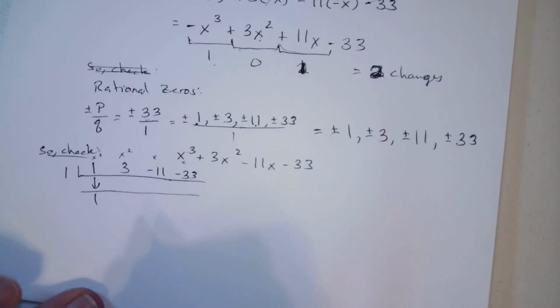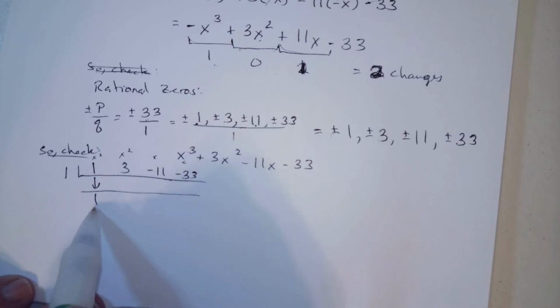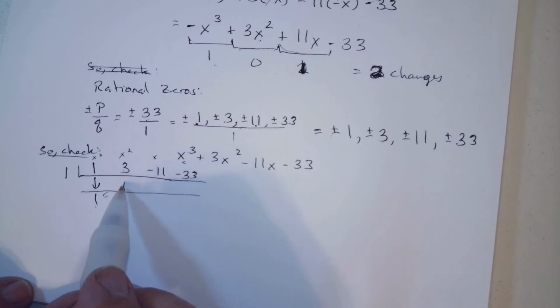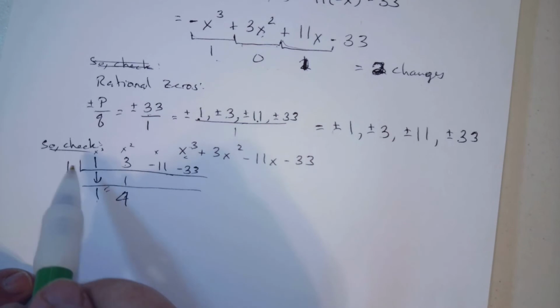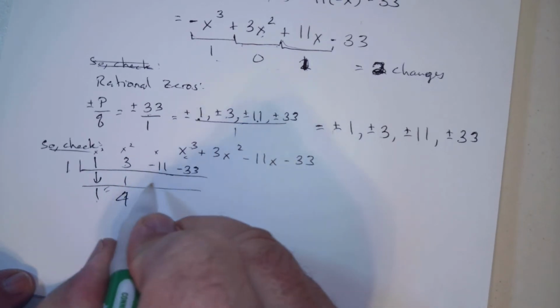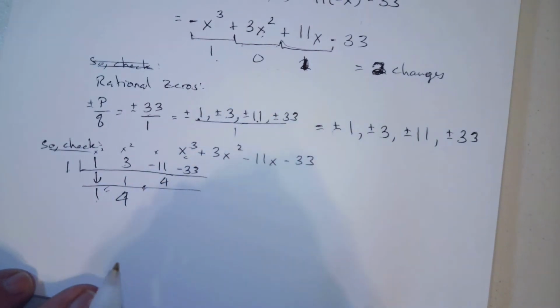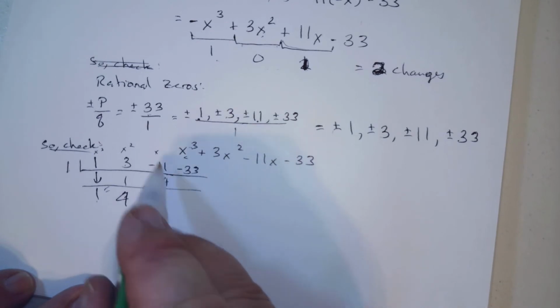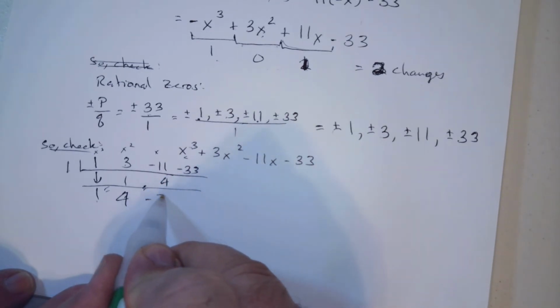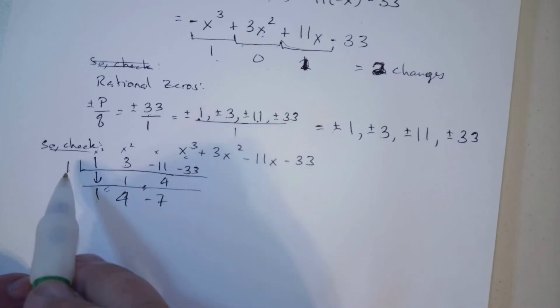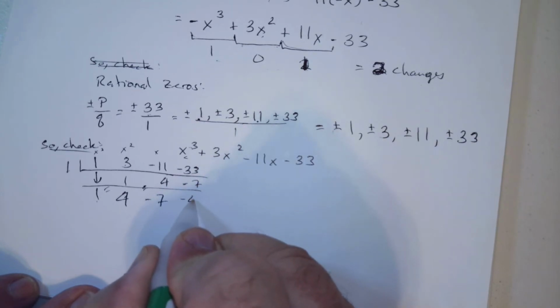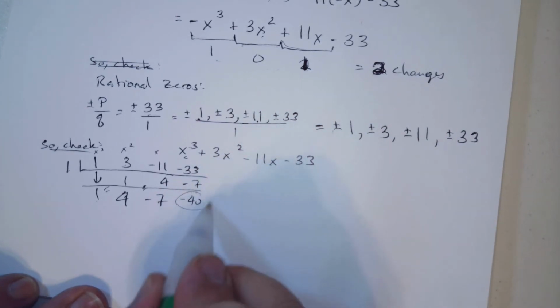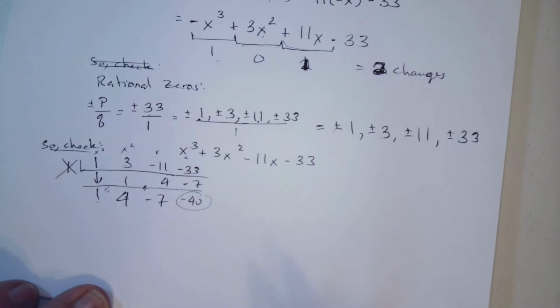Bring the first one down. That begins 1 times 1 equals 1. Add those. 3 plus 1 is 4. Multiply. 1 times 4 is 4. Add. 4 minus 11 is negative 7. 1 times negative 7 is negative 7. So because this is not 0, that's not a solution.